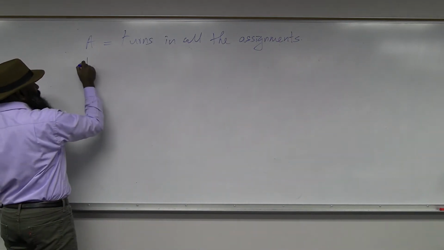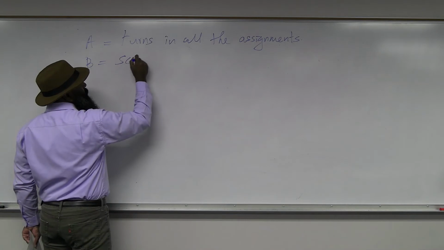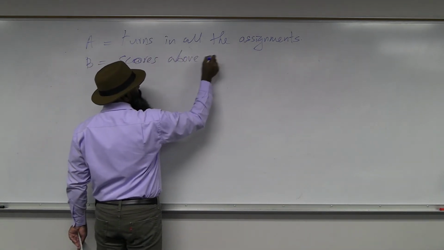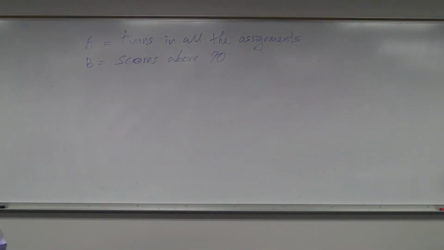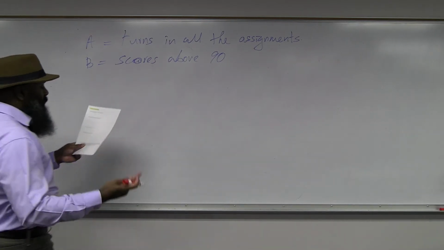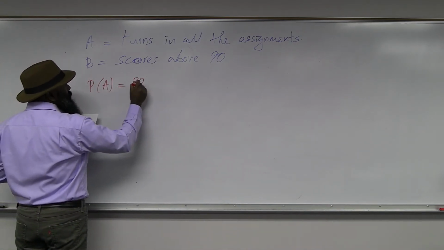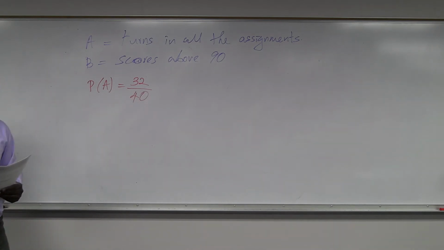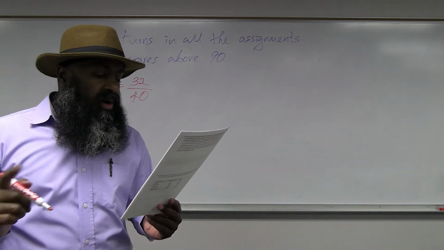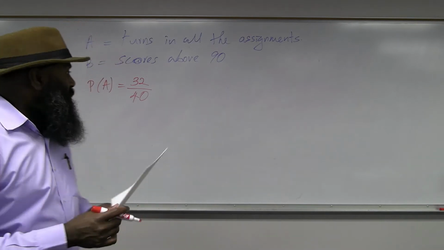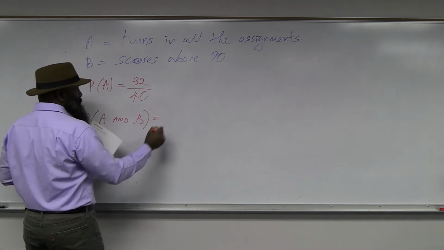I will let B be the event that the student scores above 90%. Now, the probabilities are given to us. We had 40 students enrolled, 32 of them turned in all the assignments. That means P(A) is equal to 32 out of 40. And 30 of them turned in all the assignments and scored 90 or above total marks of the semester. That means probability of A and B is equal to 30 out of 40.